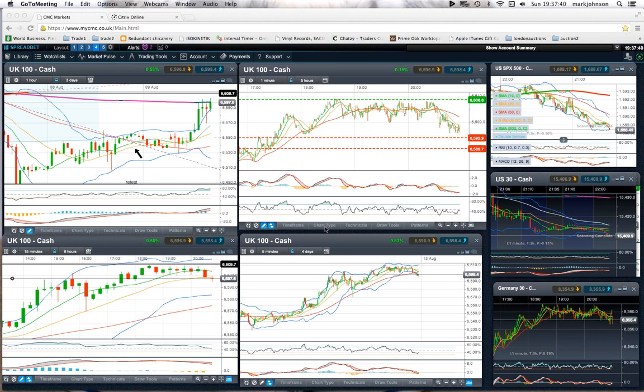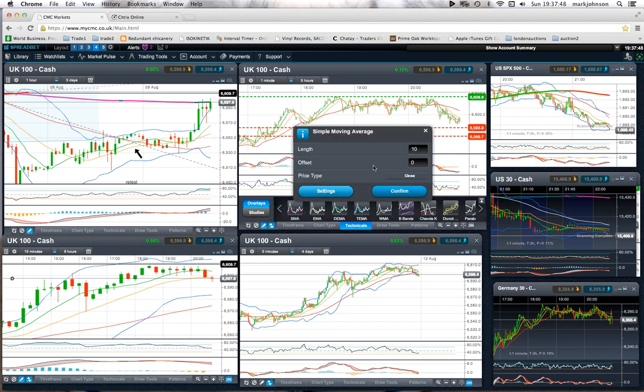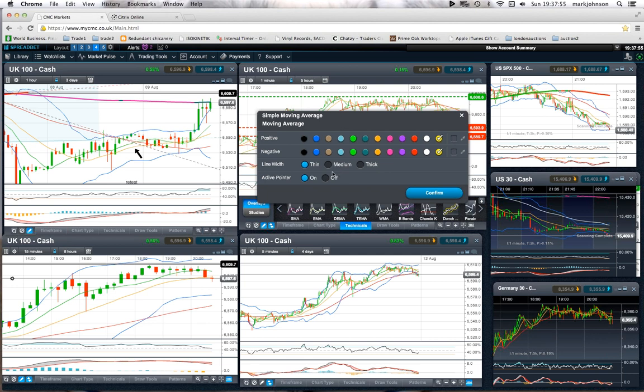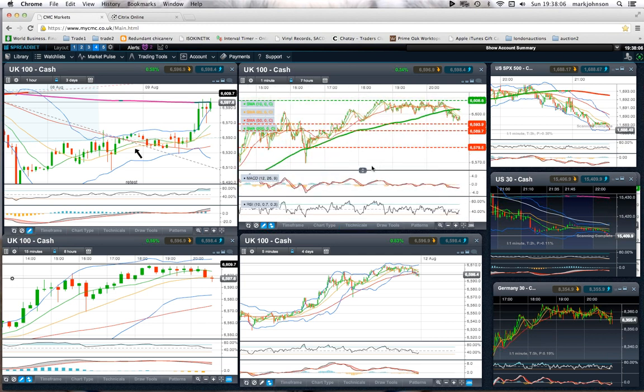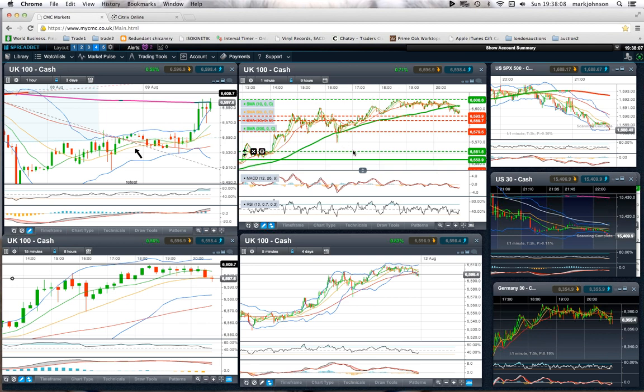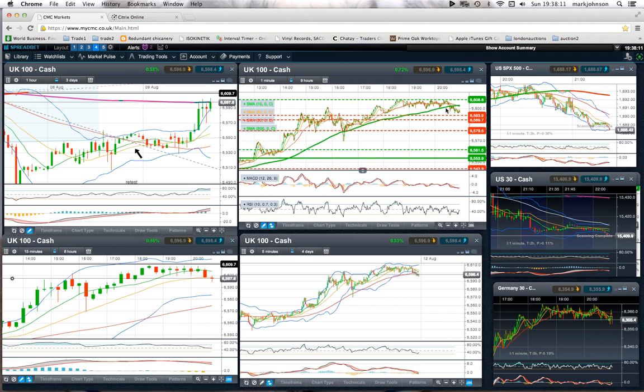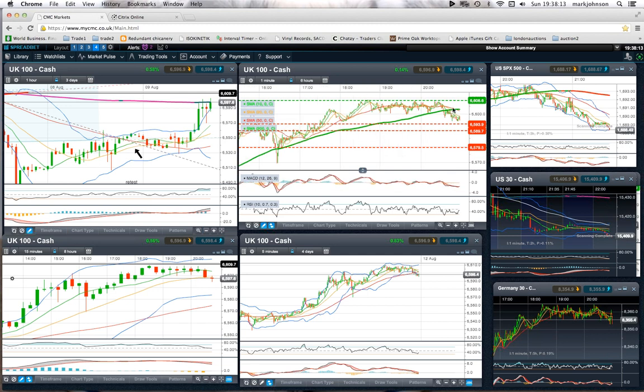The last SMA that I use on all my charts is a 200. With CMC it is good because you can make it a thick line, and if it's positive you can make it green, if it's negative you can make it red. And here you can see it's a nice thick green line, but it has broken through it at the close on Friday.